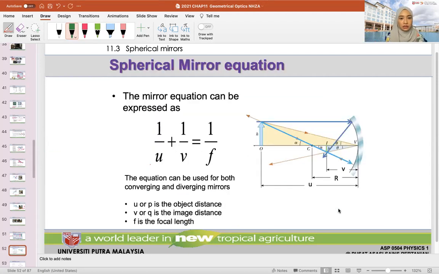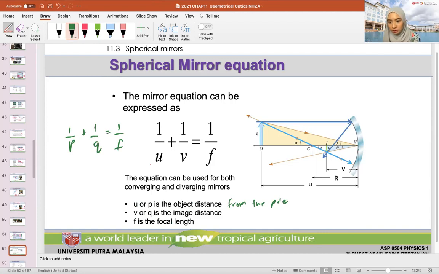Okay, next one. The spherical mirror equation. 1 over U plus 1 over V equals 1 over F. U or P is the object distance. Sometimes they use 1 over P plus 1 over Q equals 1 over F, ataupun 1 over U plus 1 over V equals 1 over F. Both are the same. So U or P is the object distance from the pole. V or Q is the image distance from the pole, and F is the focal length from the pole.